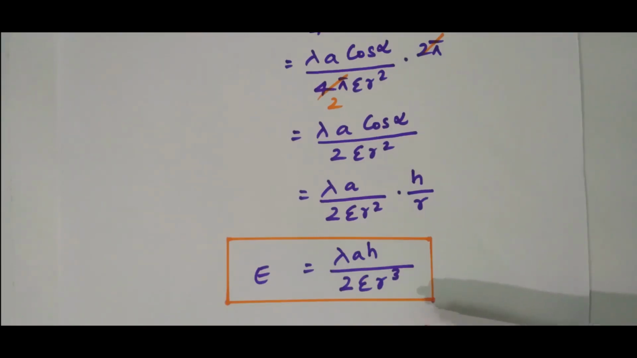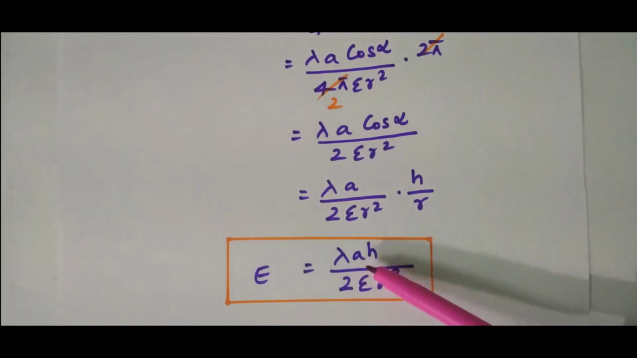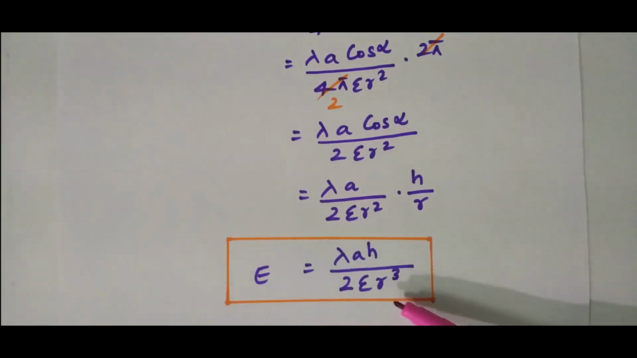Finally we got the expression for electric field intensity due to the charged ring: E equal to lambda a h divided by 2 epsilon r cube. So in this video we got the expression for electric field intensity due to the charged disk and charged ring.